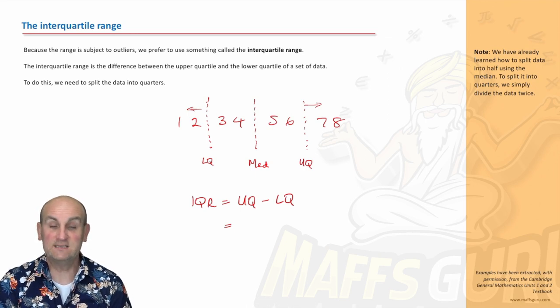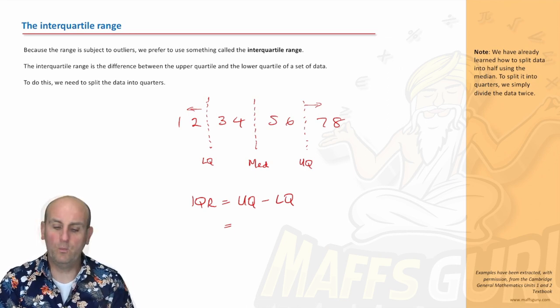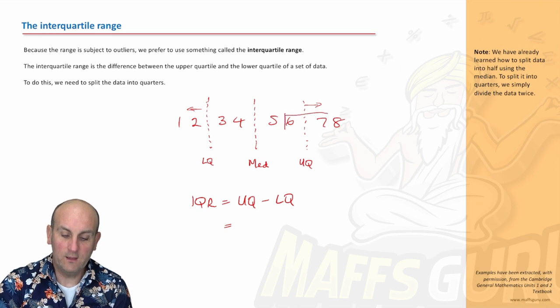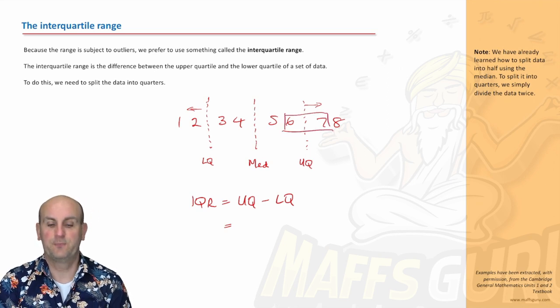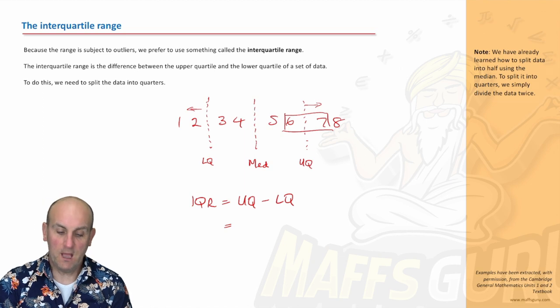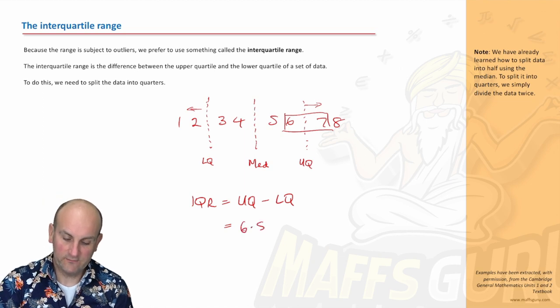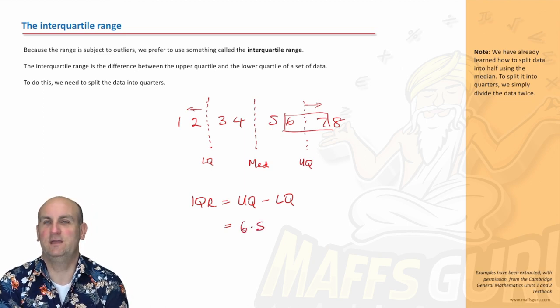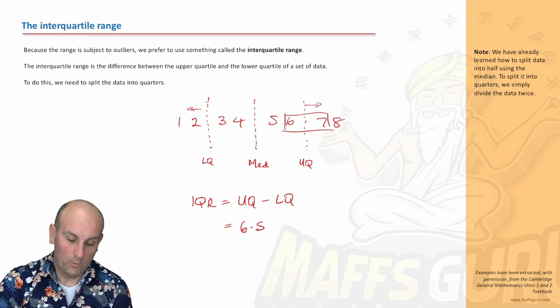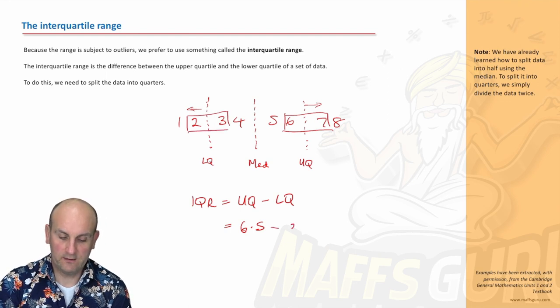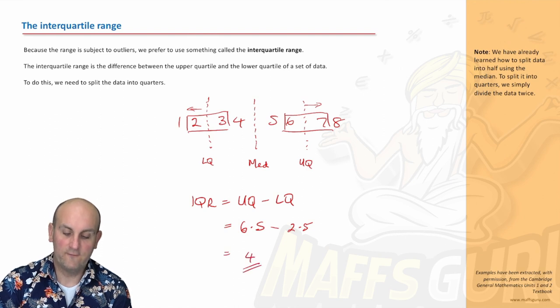Now, what is the value of my upper quartile? Well, we know it falls halfway between 6 and 7. So in that situation, my upper quartile would be 6.5. Notice it's exactly the same working out, the same idea as the median. Where is my lower quartile? Well, it's halfway between 2 and 3. So I'm now going to take away 2.5, which gives me a value of 4.